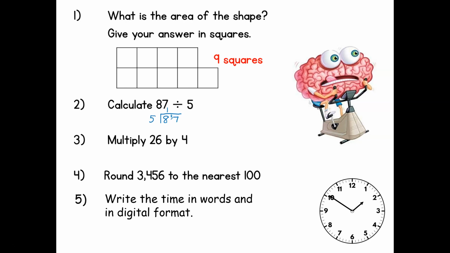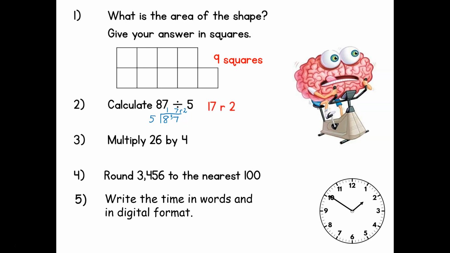Next, how many groups of 5 1s can be made from 37 1s? I know that 7 groups of 5 is equal to 35. So I record that above the 1s digit. I write the remainder with an r, 2. 87 divided by 5 is equal to 17 remainder 2.